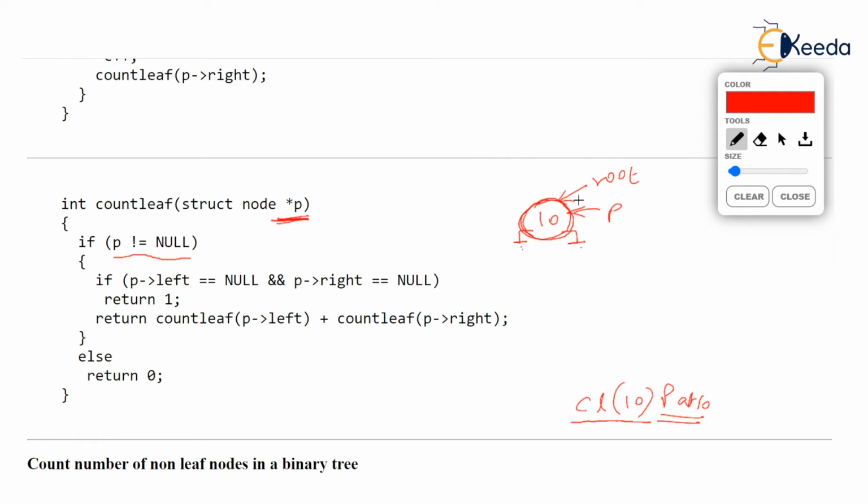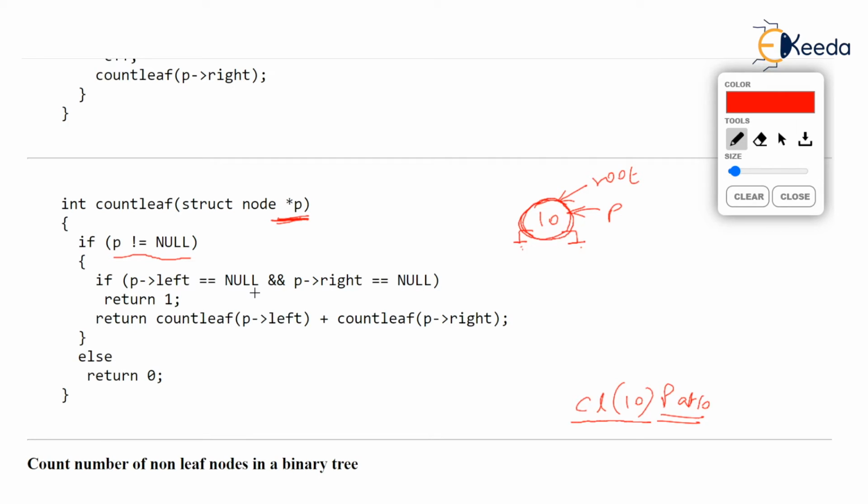If you are counting leaf nodes, isn't it logical that as soon as you go to a node, you quickly ask, are you leaf? So when we enter count leaf, if we know that P is pointing to some valid node, then we first ask, are you leaf? That's purely logical, isn't it? It's a very nice way to write the count leaf function.